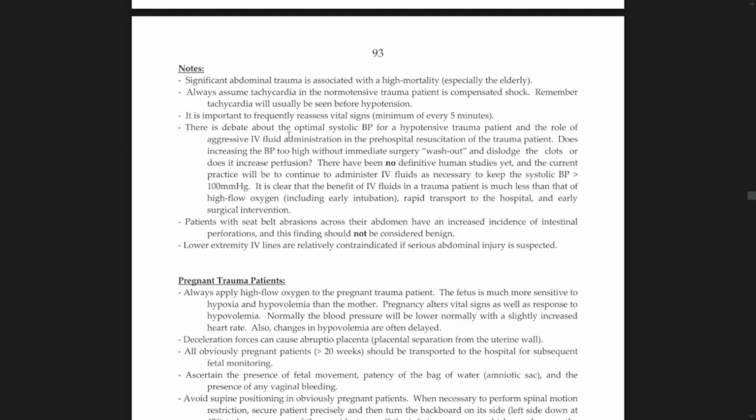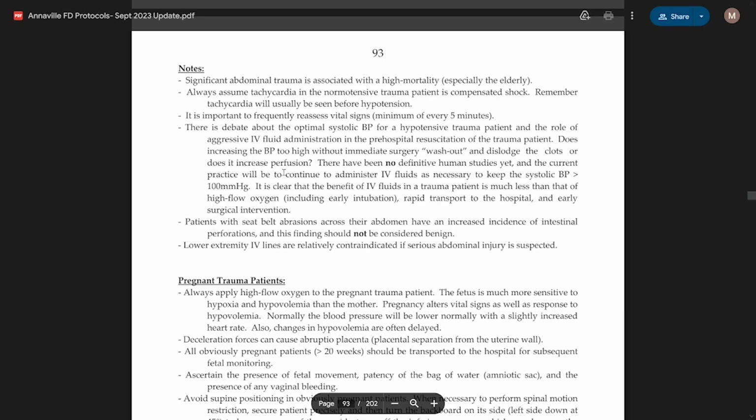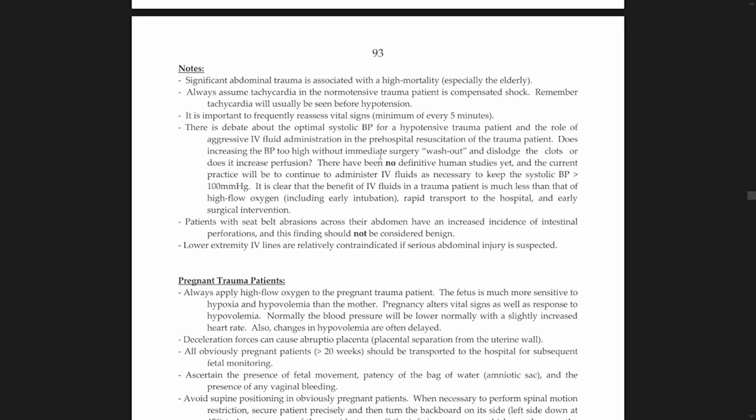There is a debate about the optimal systolic blood pressure for a hypotensive trauma patient and the role of aggressive IV fluid administration in the pre-hospital resuscitation of the trauma patient. Does increasing the blood pressure too high without immediate surgery wash out and dislodge the clots, or does it increase perfusion? There is no definitive human studies yet, and the current practice will be to continue administering IV fluids as necessary to keep their blood pressure greater than 100.